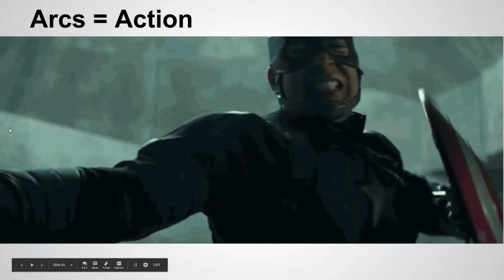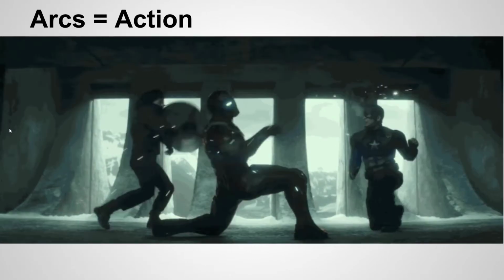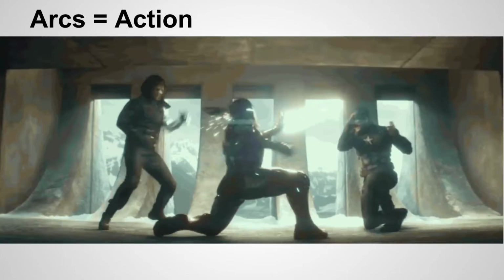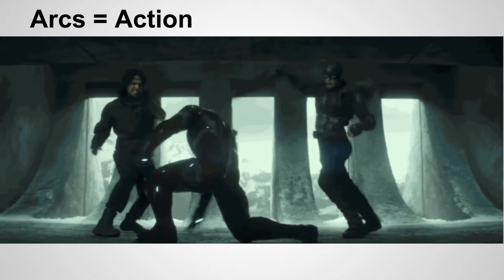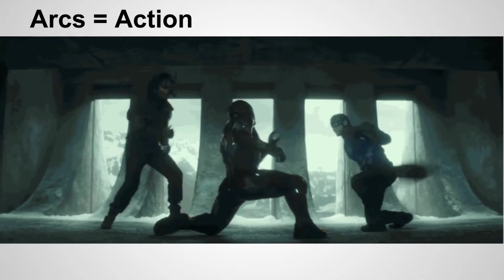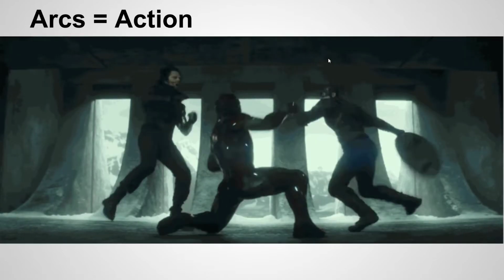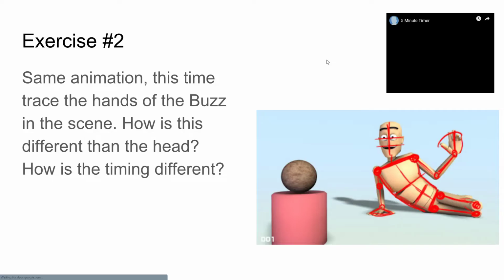Arcs are action. So like in the superhero fight scene, look at how many arcing paths tell the story of energy, of impact, and of movement. Less linear, more arcing. It makes things more interesting and easier to follow. That's the difference between a jab and a haymaker.